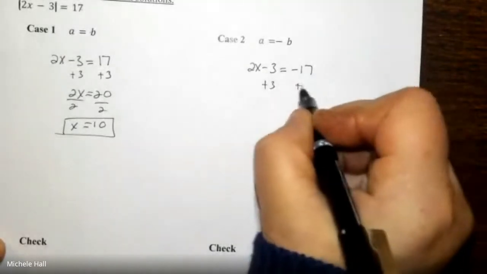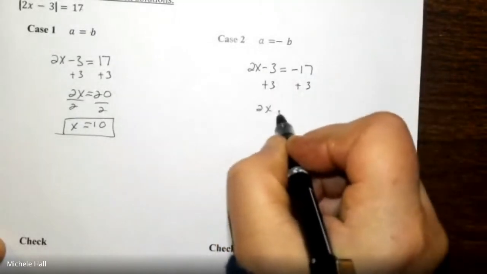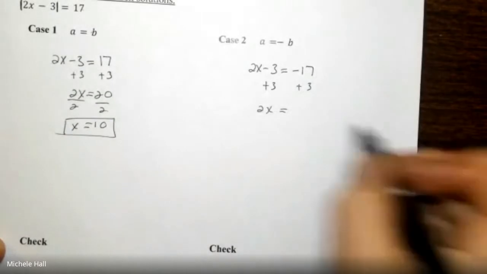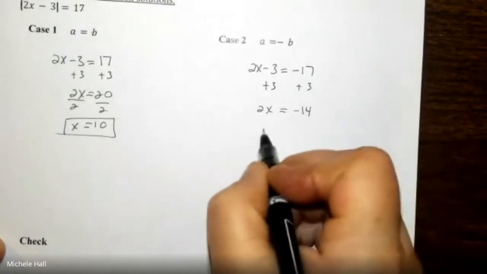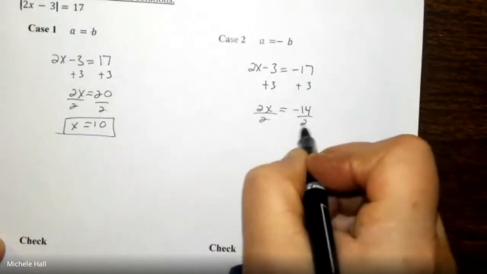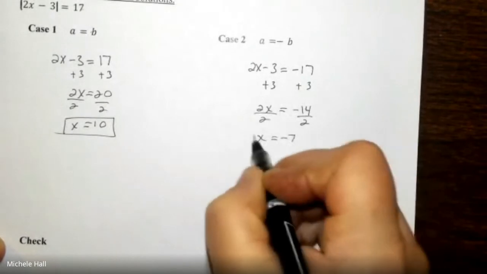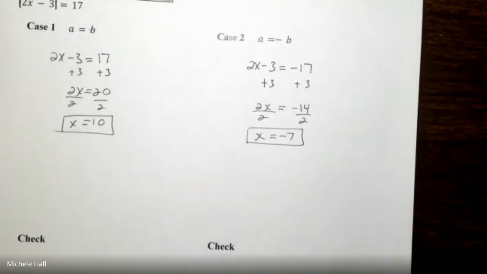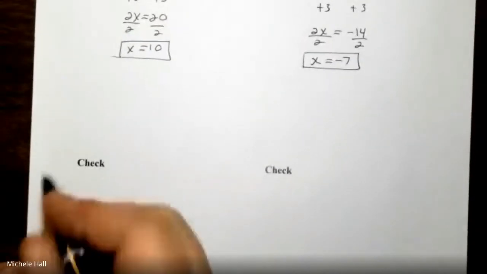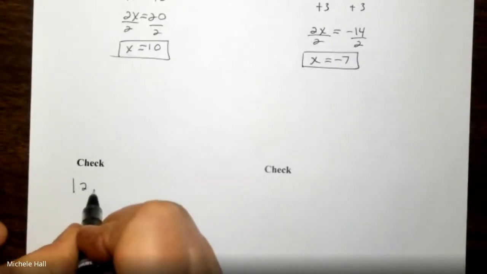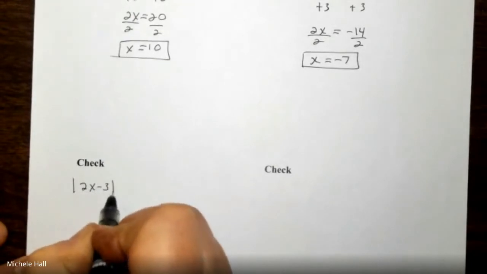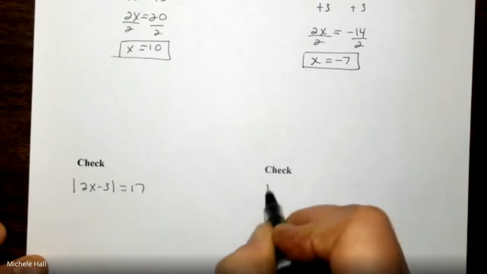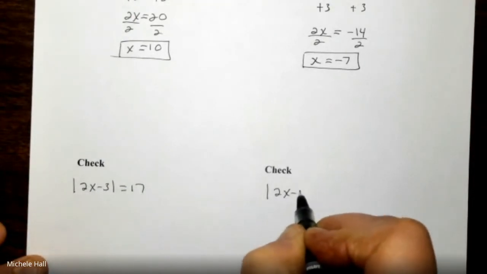We're going to solve this 2-step equation. Negative 17 plus 3 is negative 14. And divide by 2, we get x equals negative 7. And now we're going to check our solutions. Did I get the right answers? I start by writing down the original. The absolute value of 2x minus 3 equals 17. Write down the original for both of them.